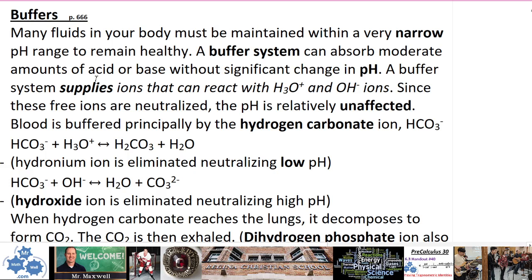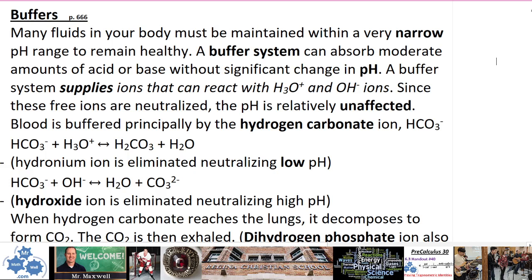A buffer system, now this is how it works. It supplies ions that can react with both the hydronium and the hydroxide ions. Very cool. We have ions in our bodies that can take on an excess of hydrogen ions or an excess of hydroxide ions to stabilize the pH in our system. Since these free ions are neutralized, the pH is relatively unaffected.